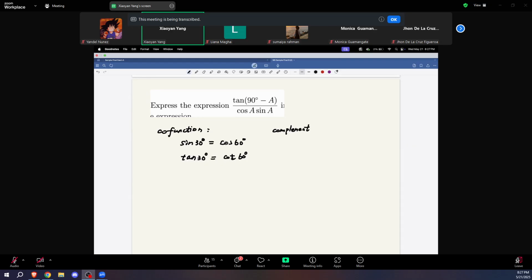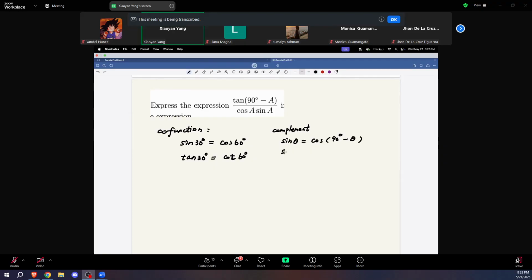Okay, the two angles add up to 90 degrees. 30 plus 60 is 90 degrees. So then they developed a formula. What's the formula? If sine theta is equal to its cofunction, it will be cosine of 90 minus that theta.